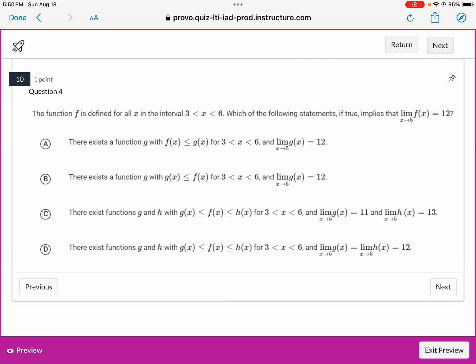So I can't really say too much. It should be pretty obvious which of these is right according to the squeeze theorem. So I would just say, look at the squeeze theorem. What does it say? And go from there, because this is pretty much just applying the definition of the squeeze theorem.